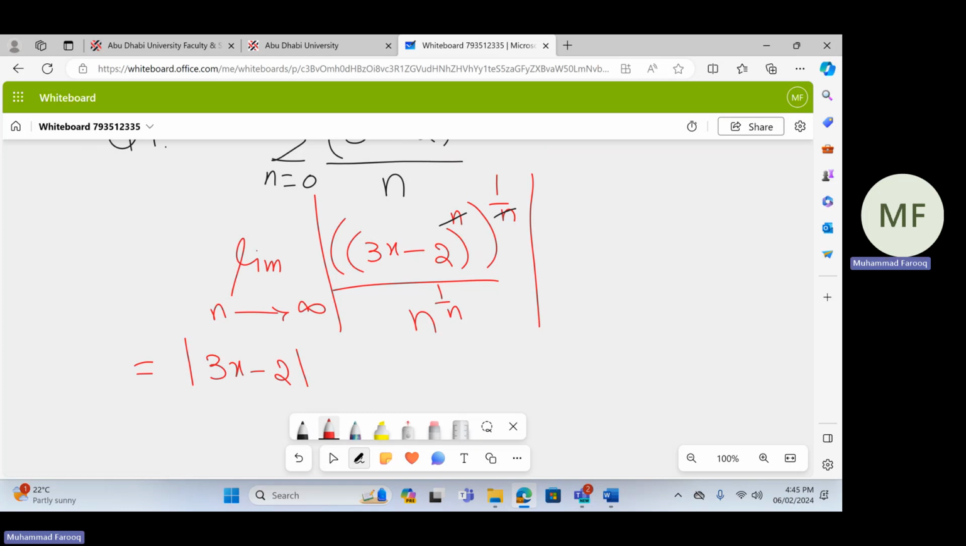Okay, now you have the limit as n approaches infinity. What is inside now? Because this is 1, nothing remains. So the answer is the absolute value of 3x minus 2. Is it case 1? No. What is case 1? The answer of the calculation is 0. Is it case 2? No. So it's not case 1, it's not case 2, it is case number 3.